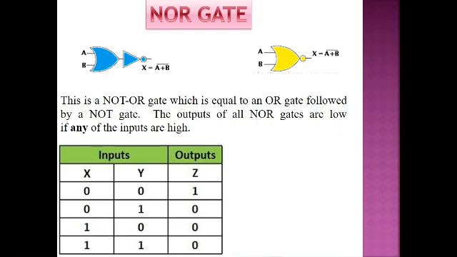The next gate is NOR gate. It's a combinational circuit. It is actually an OR gate followed by a NOT gate. The outputs of all NOR gates are low if any of the inputs are high.